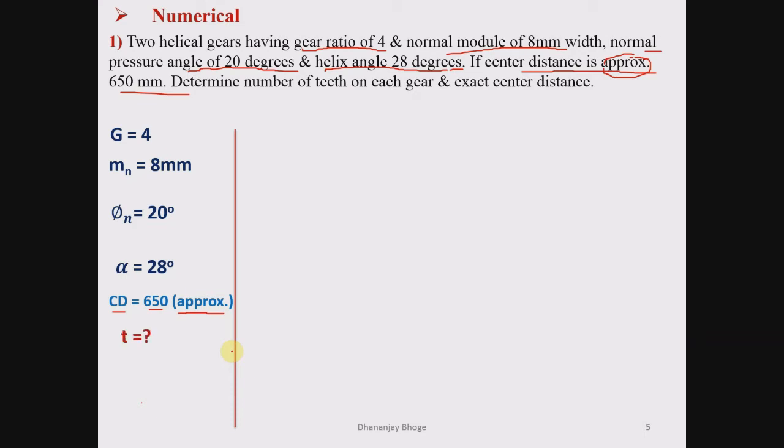Okay, we have to determine number of teeth on pinion. So small t is in question. We have to determine number of teeth on gear wheel. So capital T is also in question. And after that, we will find out the exact center distance. Okay, exact center distance.